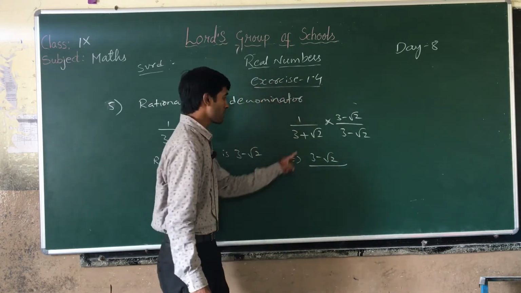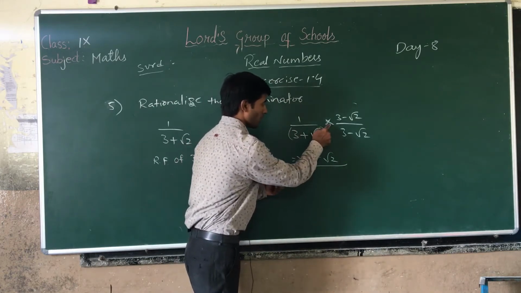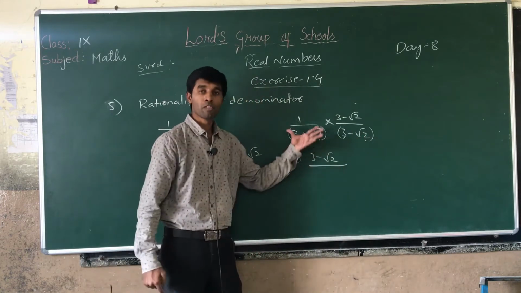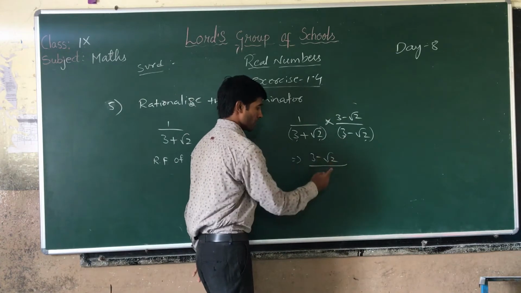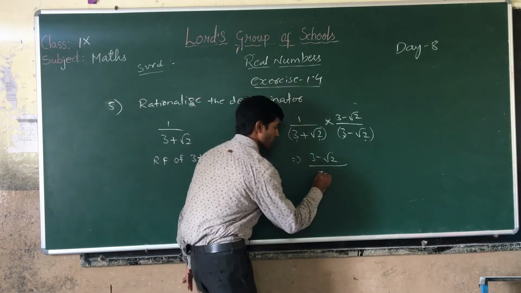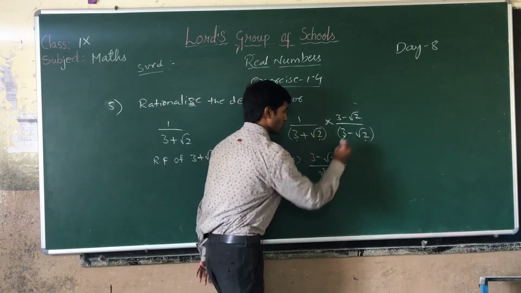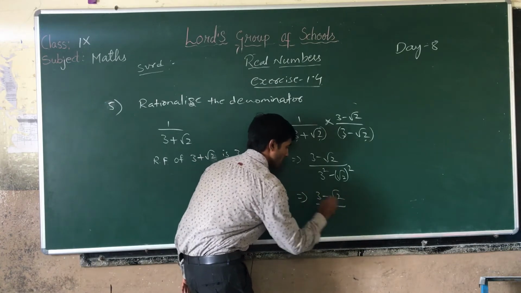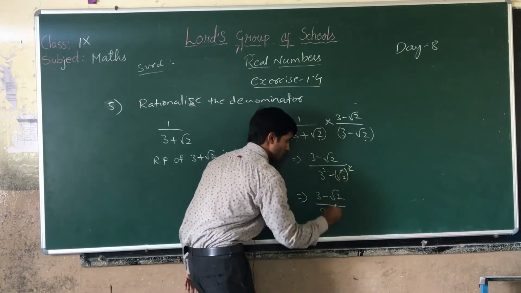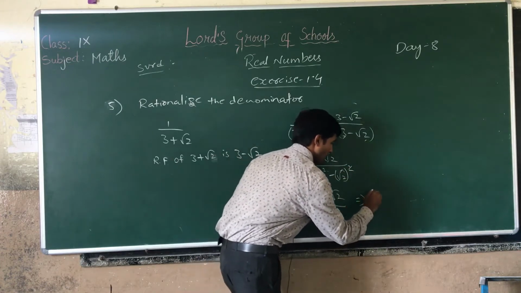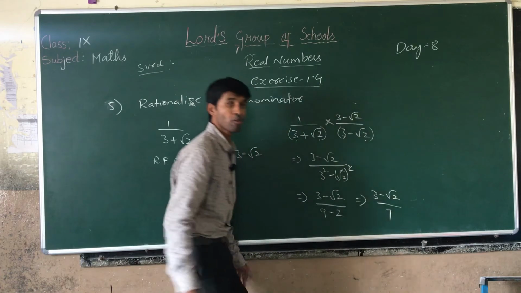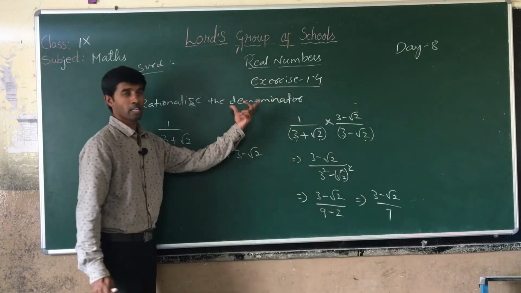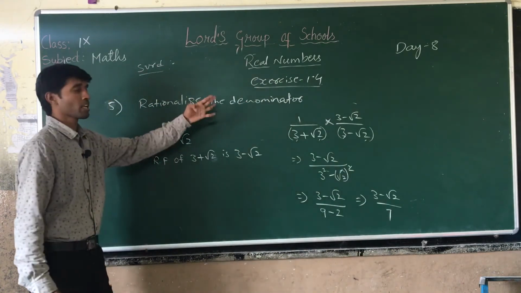Now the denominator is in the form a plus b into a minus b. Both the a values are the same, both the b values are the same. So we use the formula a square minus b square. 3 square minus root 2 whole square. 3 square is 9, the square root cancels with the square, giving 2. So the final step is 3 minus root 2 by 7. Now we made the denominator a rational number. Like this we have to make the denominator a rational number.